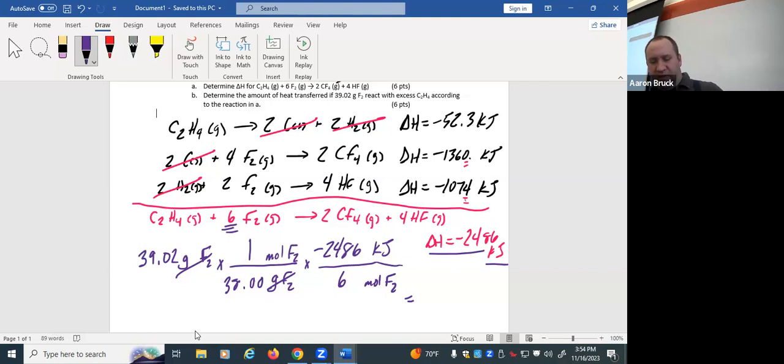39.02 times negative 2,486 divided by 38.00 divided by 6, to 4 significant figures, because we have 4 in pretty much every measurement here. We get negative 425.5 kilojoules.